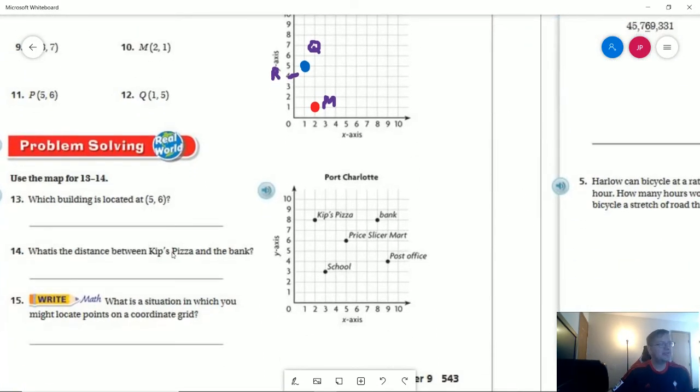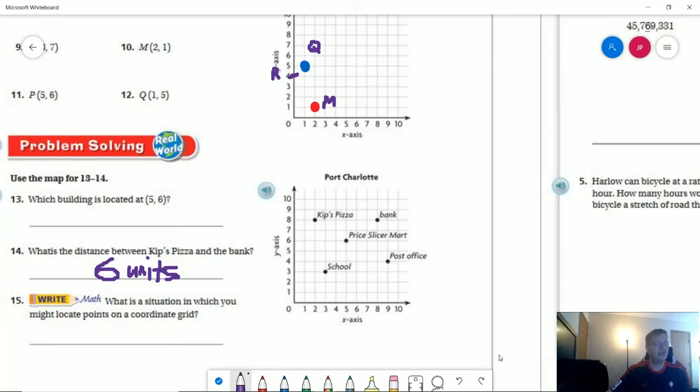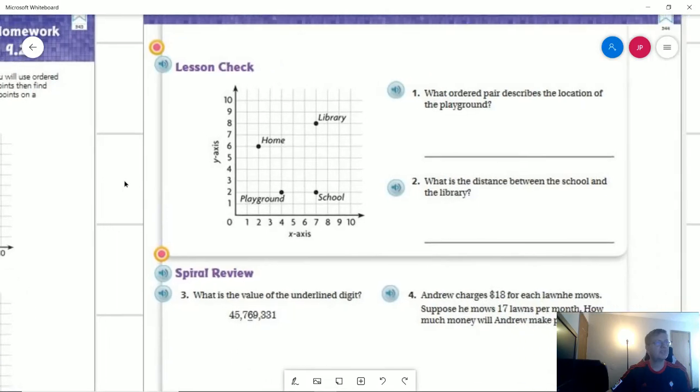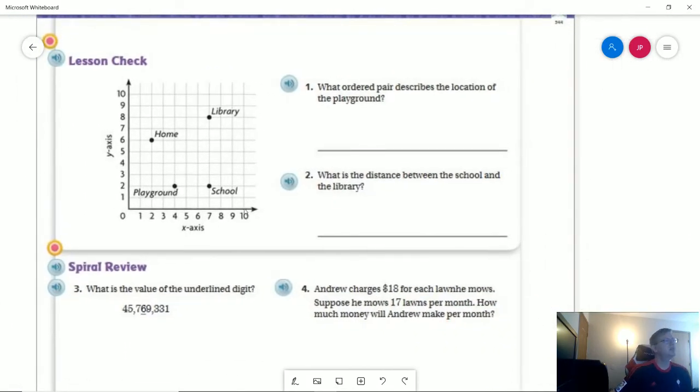Number 14, what is the distance between Kip's Pizza and the bank? So if we start here, we are at 2, and they're both on the same height with the y-axis. So all we need to do is count over the number of units, and that would be 6 units. And they don't give us a unit of measurement, so I would just say 6 units. And then we can worry about what the units would be later. Sometimes it'll be a block, sometimes it'll be a mile.